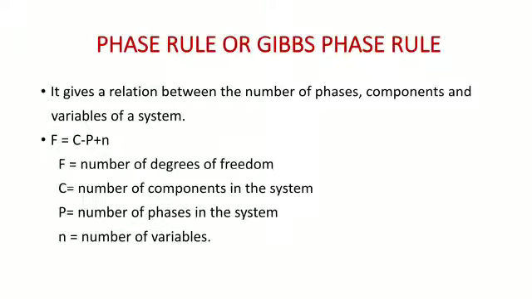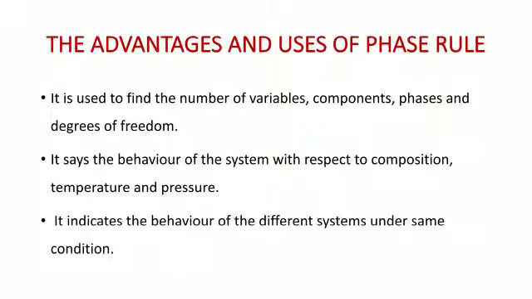F is equal to C minus P plus N, where F is number of degrees of freedom, C is number of components in the system, P is number of phases in the system and N is number of variables in the system. The advantages and uses of phase rule.